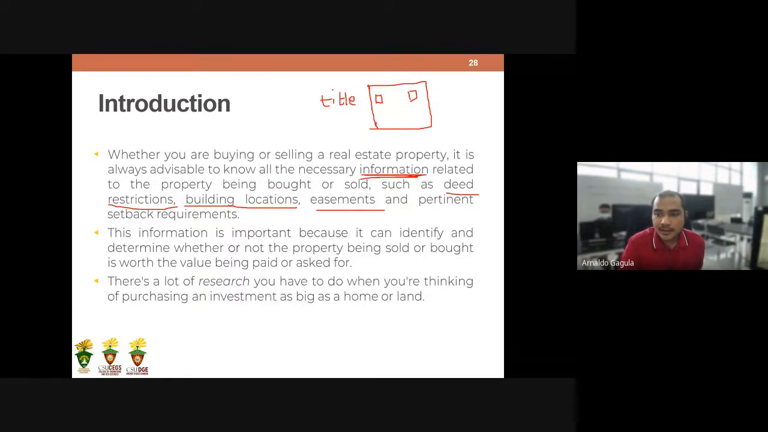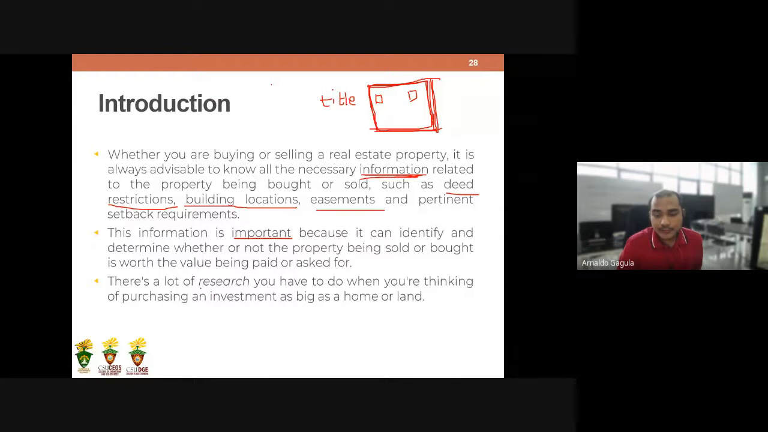Easements: does this tract of land have a road that you pass through to get out? And other pertinent setback requirements. This information is important because it can identify and determine whether or not the property being sold or bought is worth the value being paid or asked for. So for the tract of land being offered to you, does the value they are asking suffice for this specific land? This land may be offered to you for 1 million.